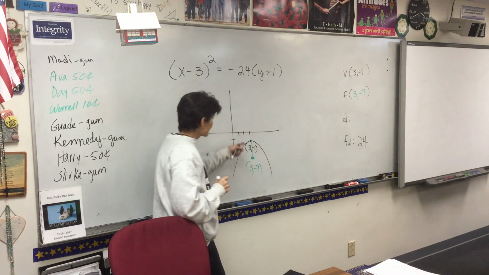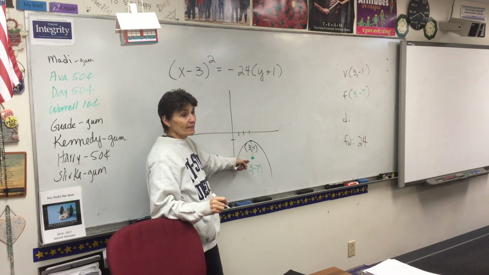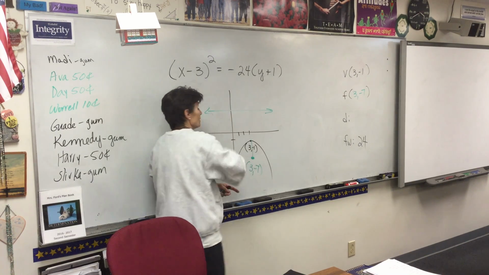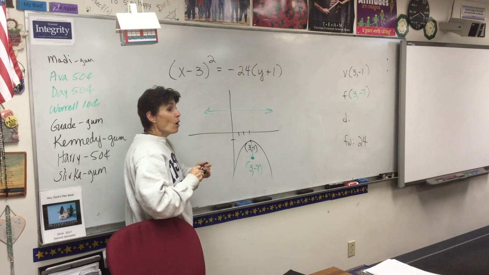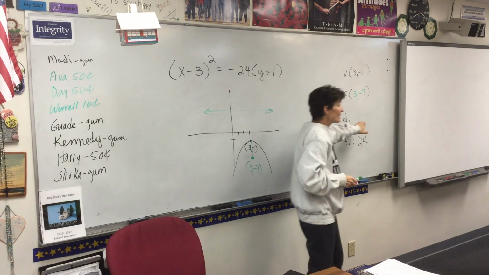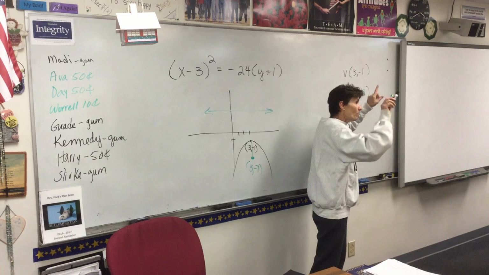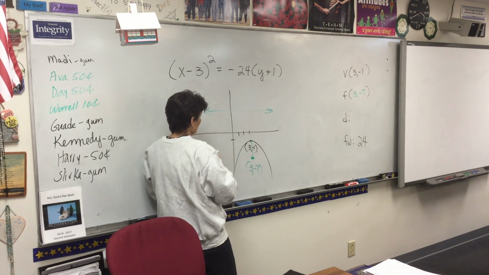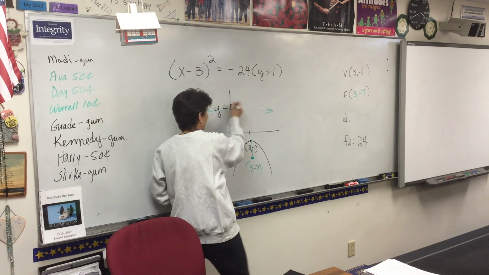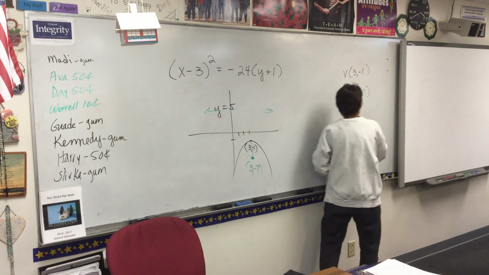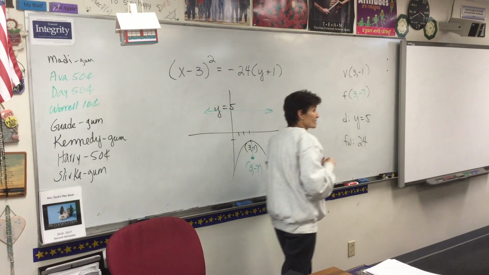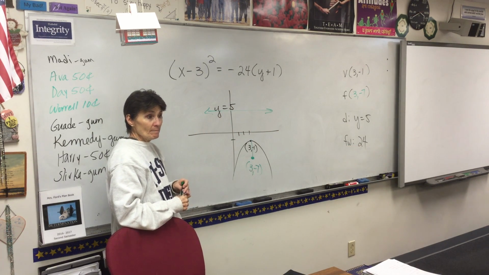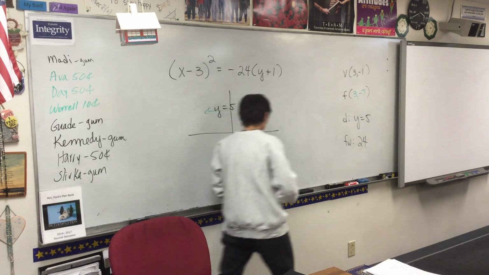And if I went down 6, I'm going to go up 6 for my directrix. Notice, kids, even in the answer blank, there's no parentheses. This is not a point. This is a line. And it would be the line where y equals 5, because you're going up 6 from -1. Okay?